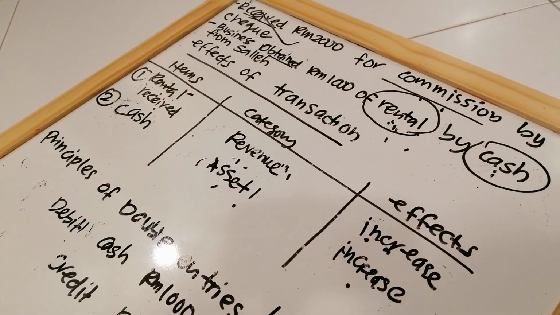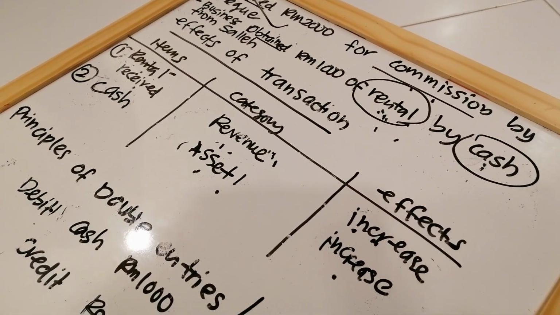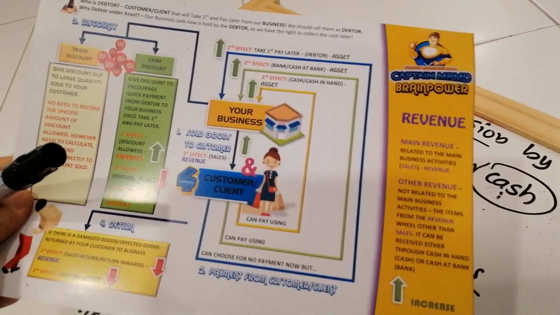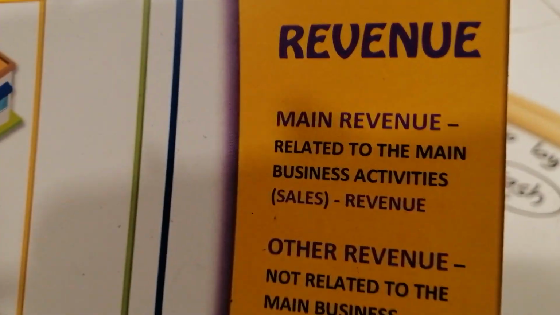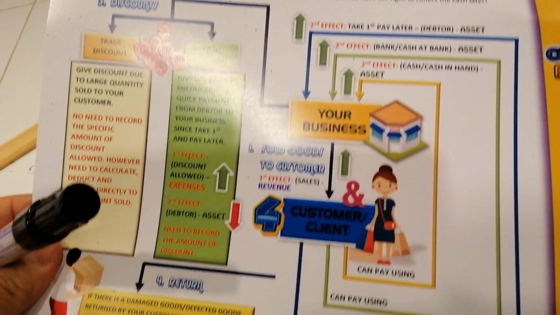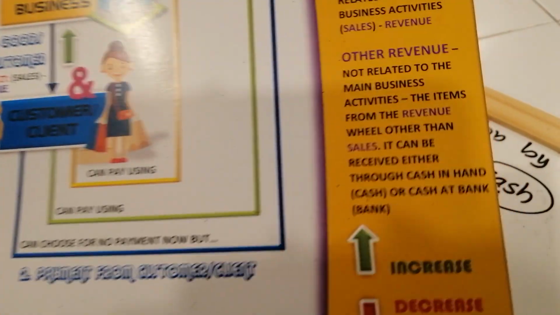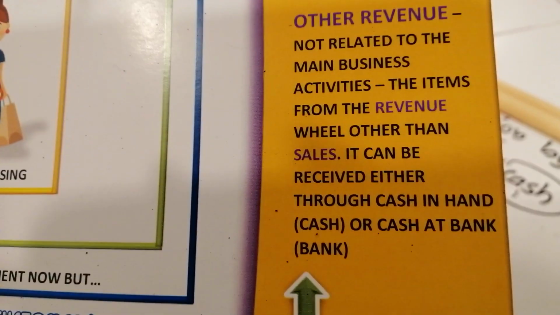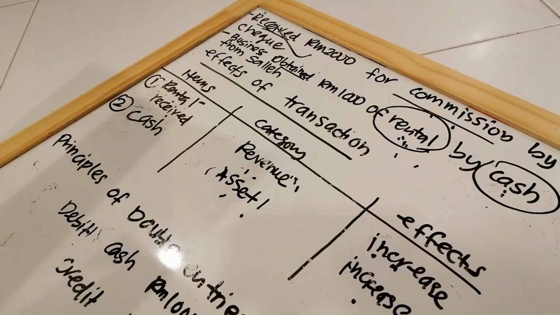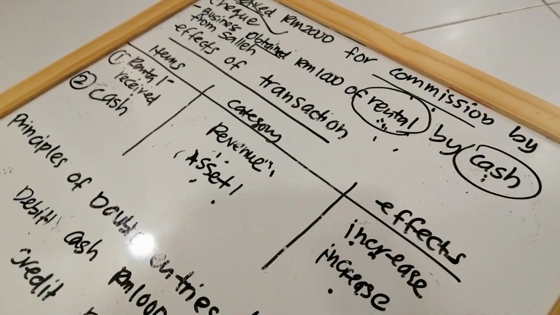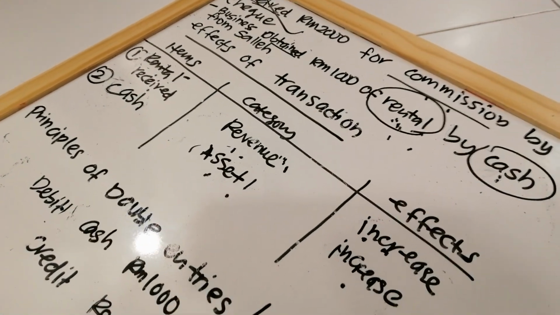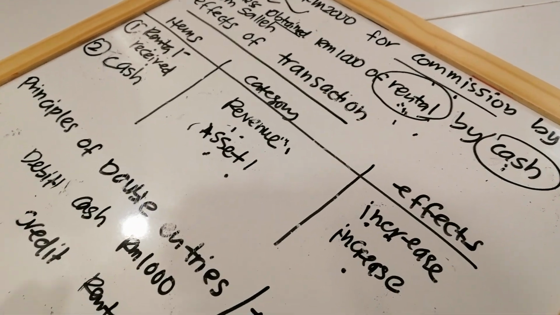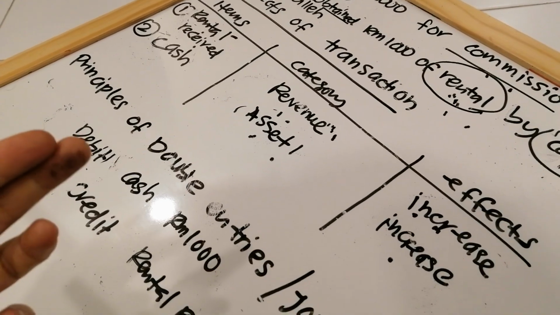Okay, so we are done already with this brain power for revenue. For main revenue, we have this situation. And then for other revenue, we have other than sales is other revenue. Okay, so my next video will explain about expenses, for main expenses and other expenses.